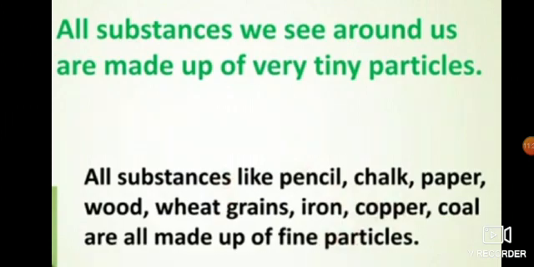Okay, so what we are learning is that the particles are very tiny. Substances are big, we can see them with our eyes. But the particles are very tiny, which we are not able to see with our eyes. They are very minute particles. And when these particles come together, what happens? They form a substance which we are able to see. Is it clear to you all, girls?